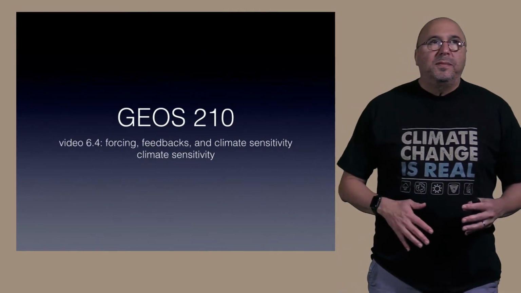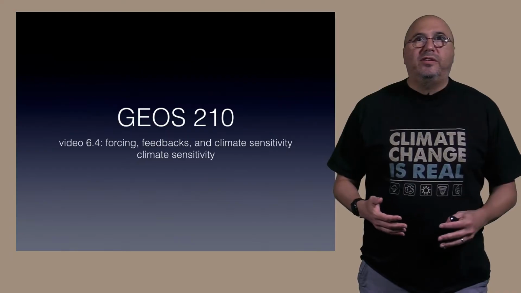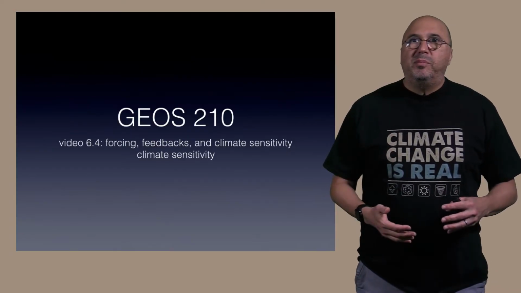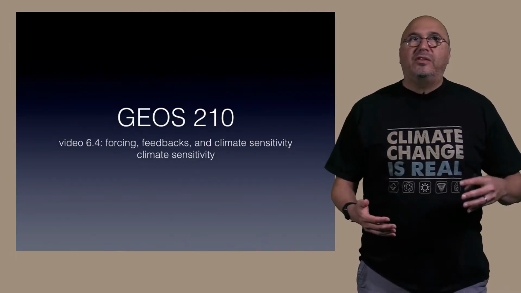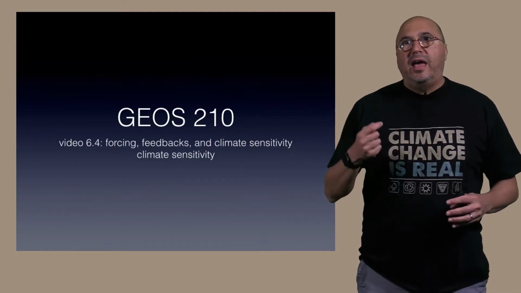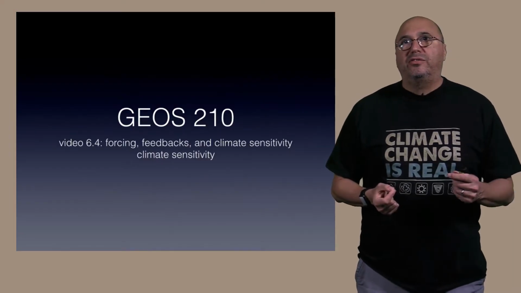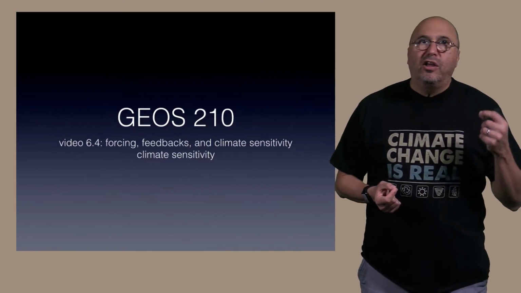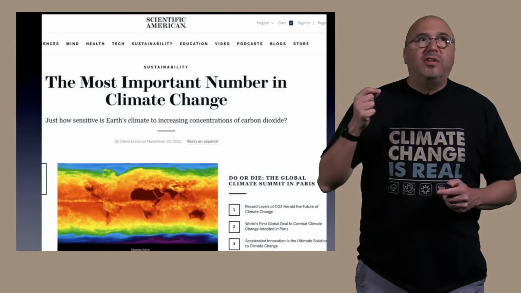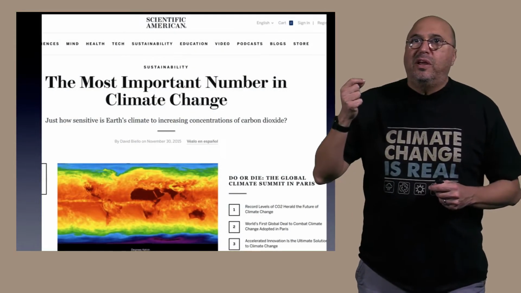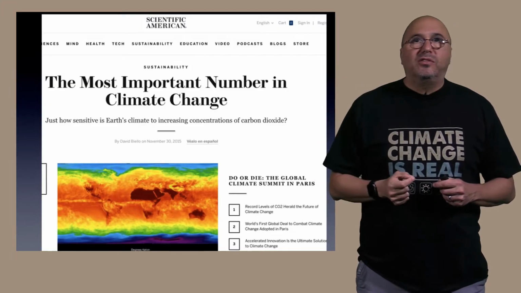Howdy students. In this video we're going to discuss a new concept, climate sensitivity. Climate sensitivity is a metric that tells you how sensitive the climate is to greenhouse gases added to the atmosphere. A high climate sensitivity means you get a lot of warming if you add greenhouse gases to the atmosphere, while a low value means you don't get that much. Because of this, climate sensitivity is often viewed as one of the most important parameters in climate science.